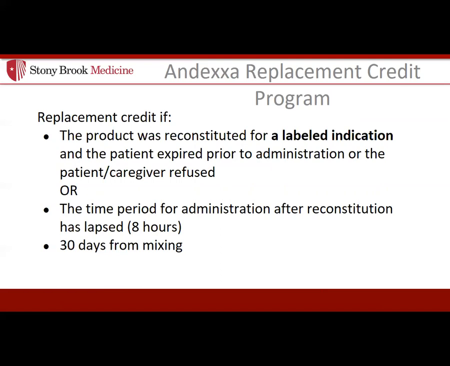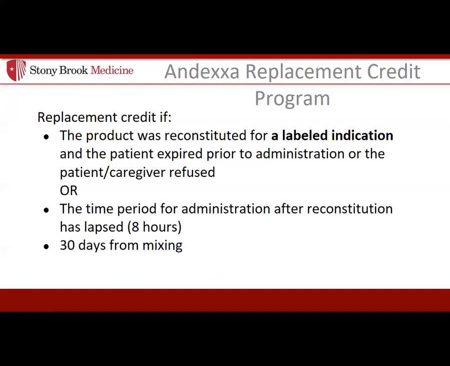Or if the time period for administration after reconstitution has lapsed. So once you reconstitute it, it's only good for 8 hours. So if that time has passed for some reason, you can also apply for a replacement credit. But this application for the replacement has to be done within 30 days of the event. And every time an instance happens like this, you have to fill out the application itself. And the form itself is pretty extensive.